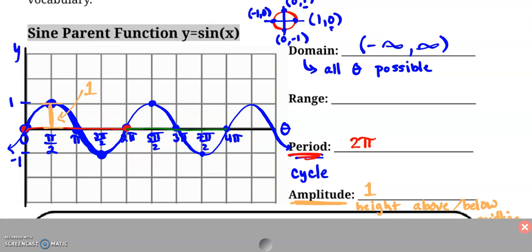The range of this function is how low this graph goes until how high it goes. Really, we're thinking about the peaks and the valleys here. So our range goes from -1 until +1. Because it stops at those places, we put our square brackets, because there are points at those locations. So -1 to 1. That's going to change a little bit depending on your function, but these are all the characteristics of our parent function.